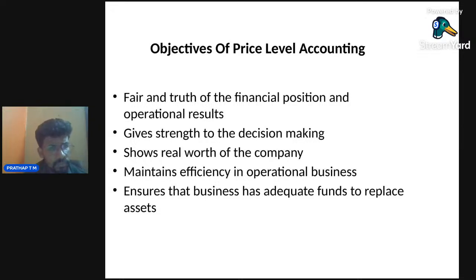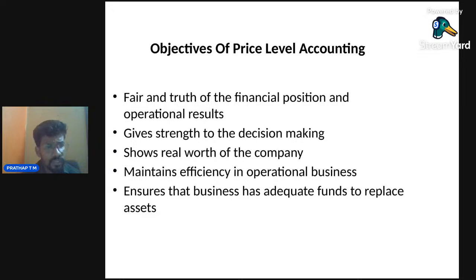If you do not use inflation accounting, it doesn't provide any realistic value. For that reason, you follow price level accounting. It gives reliable information to the stakeholders, so that stakeholders can take decisions rightly. By adjusting for price level, it shows the real worth of a company, exactly what the worth of the company is. Next one is maintenance of efficiency in the operational business.